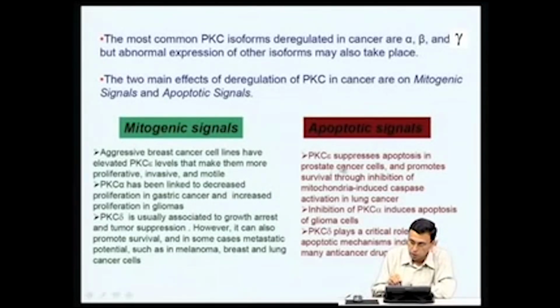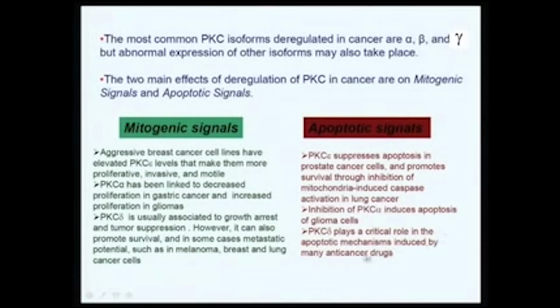Similarly, PKC epsilon is known to suppress apoptosis in prostate cancer cells and promote survival through inhibition of mitochondria-induced caspase activation in lung cancer. Similarly, inhibition of PKC alpha induced apoptosis in glioma cells. Similarly, PKC delta plays a very important role in the apoptotic mechanism induced by a number of anti-cancer drugs.